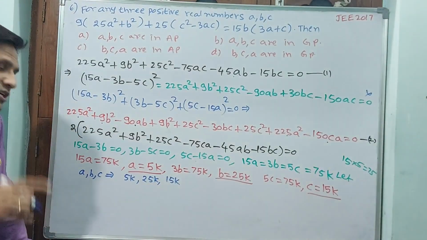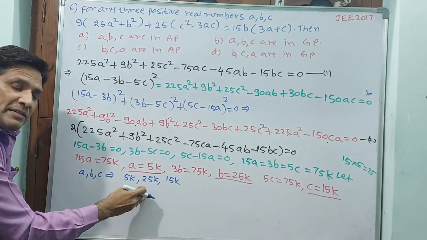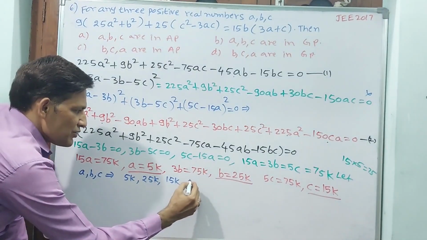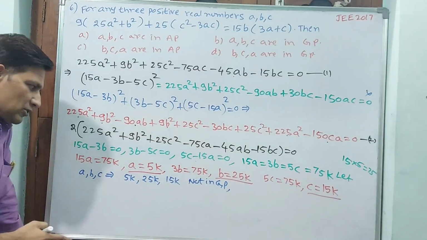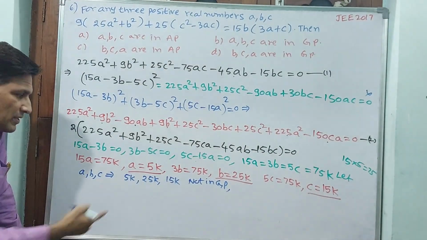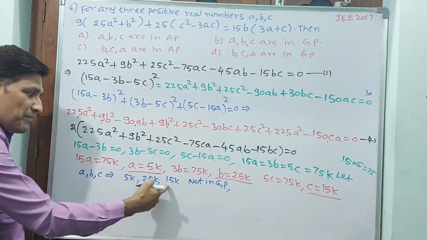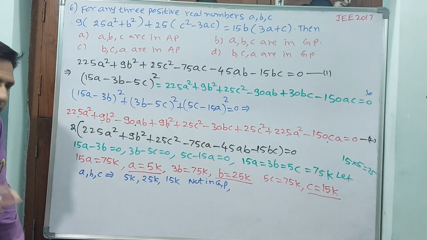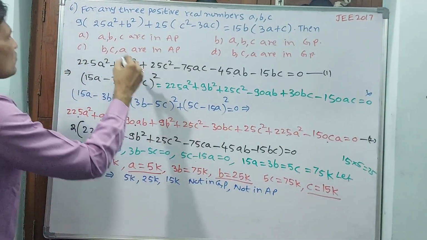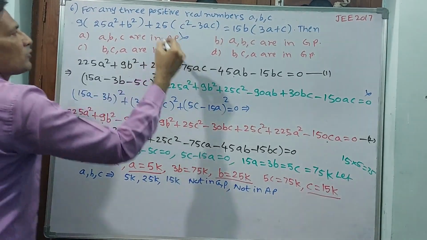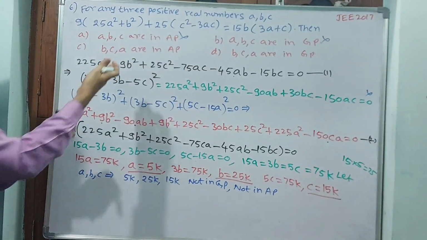See, if these are in GP, 25 by 5 is 5, 15 by 25 is not 5. That means not in GP. And are these in AP? Why? Because 25 minus 5 is 20, 15 minus 25 is not 20. That means not AP. That means ABC are not in AP and not in GP. Now you go for BCA, because here they are guiding your answer.